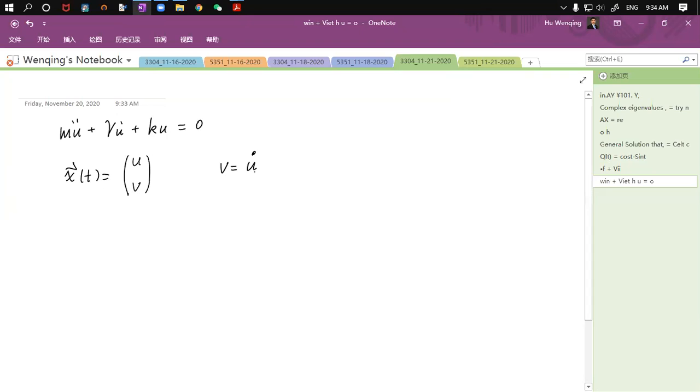And once you have v as u dot, you are going to see that u dot is equal to v. But what is v dot? Well, v dot is actually u double dot. Is that good, family? Right? Because v dot is u double dot. But u double dot can be solved from this equation. It's minus gamma over m of u dot minus k over m of u. So that's going to be the scenario. But u dot is v, so that's minus gamma over m of v minus k over m of u.